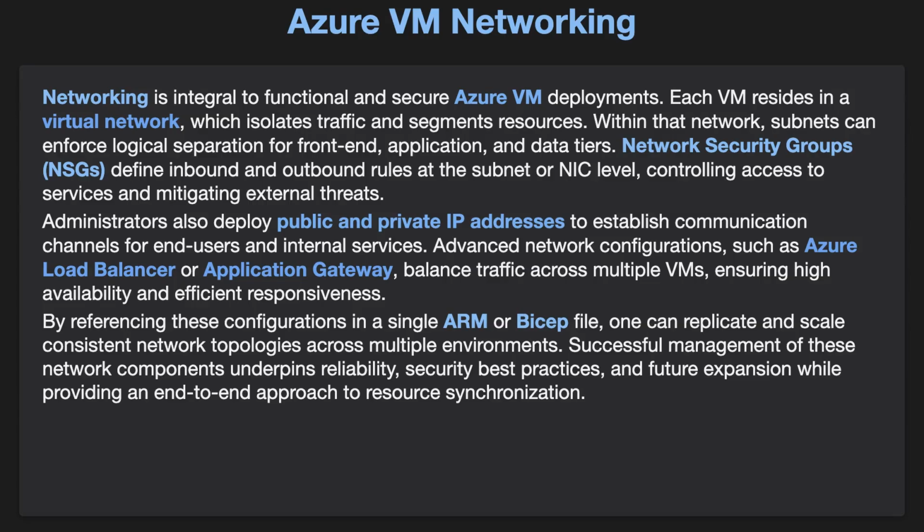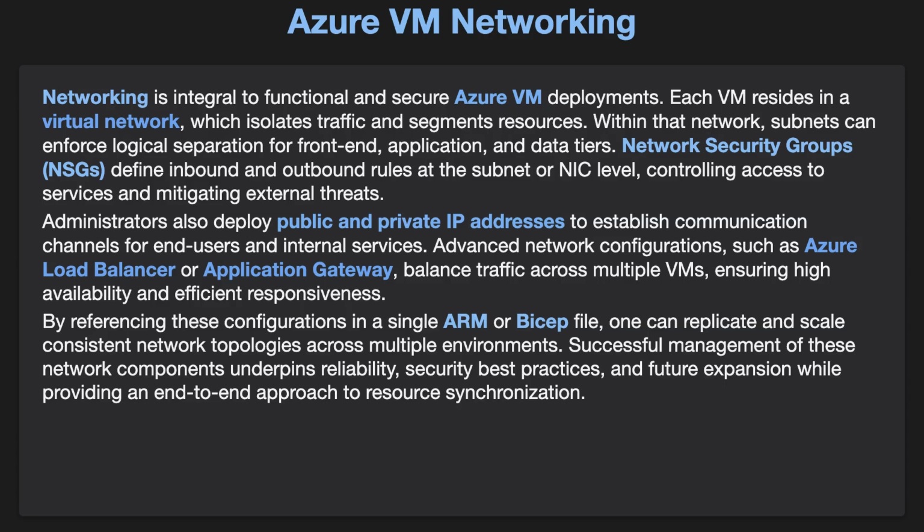Networking is integral to functional and secure Azure VM deployments. Each VM resides in a virtual network, which isolates traffic and segments resources. Within that network, subnets can enforce logical separation for front-end, application, and data tiers. Network security groups, NSGs, define inbound and outbound rules at the subnet or NIC level, controlling access to services and mitigating external threats. Administrators also deploy public and private IP addresses to establish communication channels for end users and internal services.